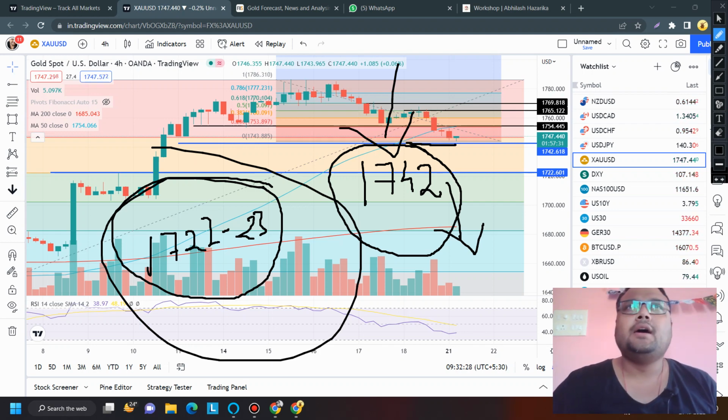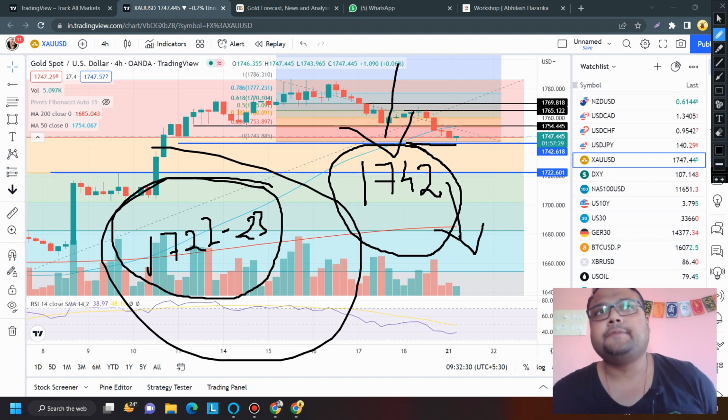False breakouts are a bitter reality of the market, you must understand. So this is it. Hopefully you've understood.